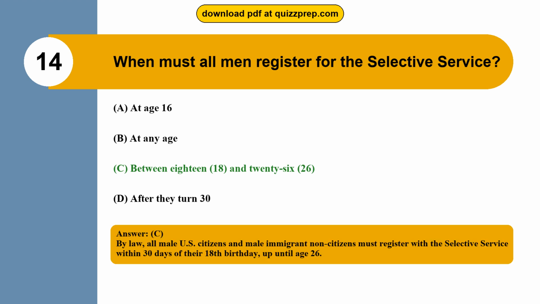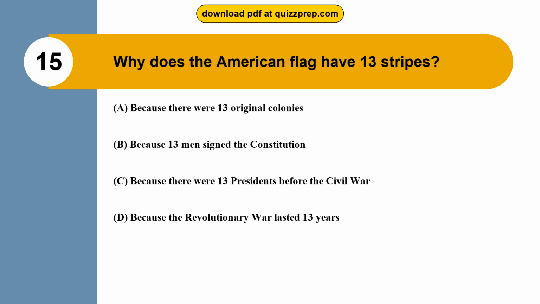By law, all male U.S. citizens and male immigrant non-citizens must register with the Selective Service within 30 days of their 18th birthday, up until age 26.